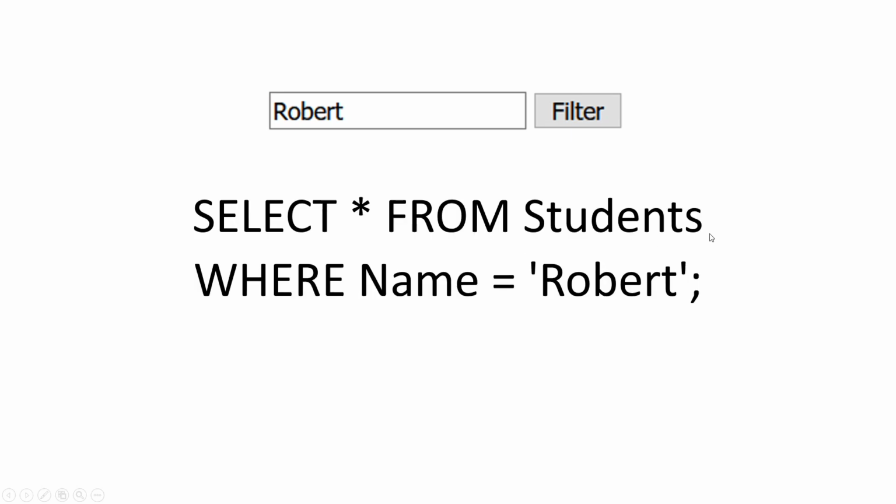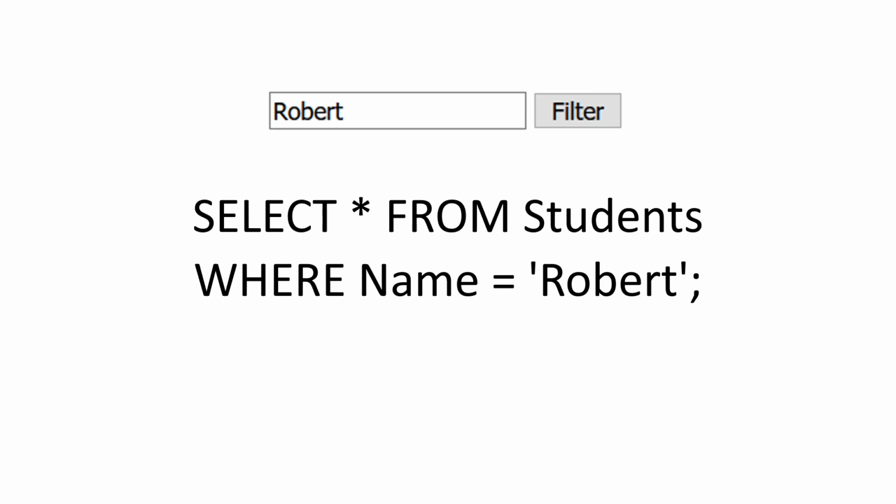Imagine you have an input on a web page where somebody wants to filter the students by name. You type in a student name, you click the filter button, and it queries only the students with that first name. So it would, at runtime, want to construct a SQL statement along the lines of select star from students where name is equal to quote Robert. However, we can't hard code that in. We have to dynamically insert into the SQL statement what they typed into the text box.